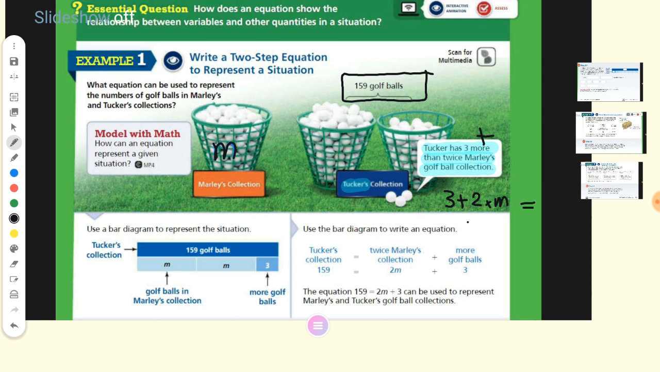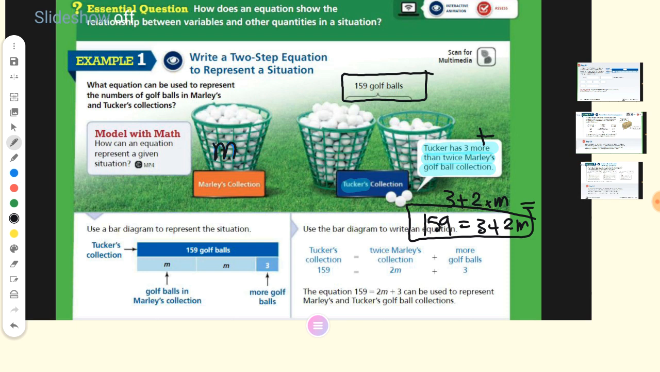I can write it as 3 plus 2M. Yes, so the collection here, I can compare it with Marley's. Tucker's and Marley's. Tucker's have 3 more than twice Marley's. And the total equals what? 159. This is the equation. I already wrote the equation. Okay? You get the point?